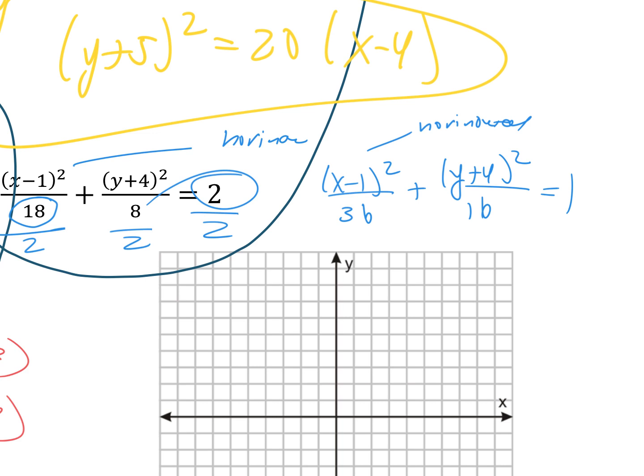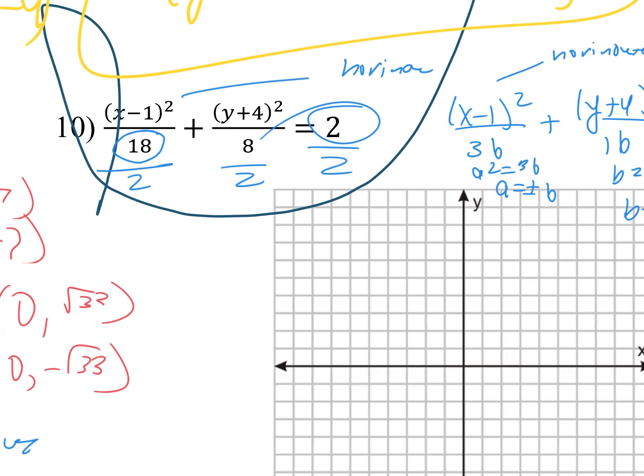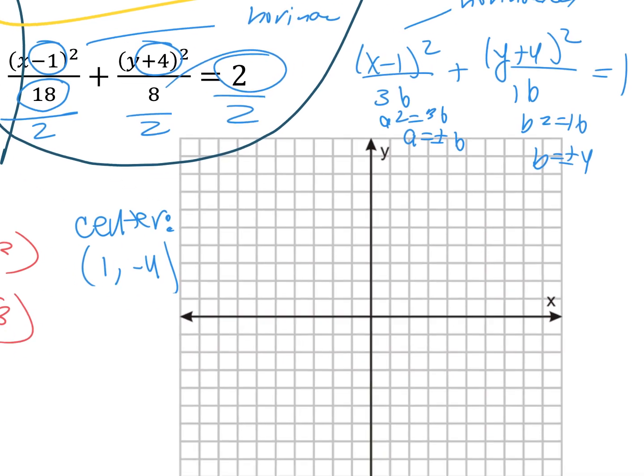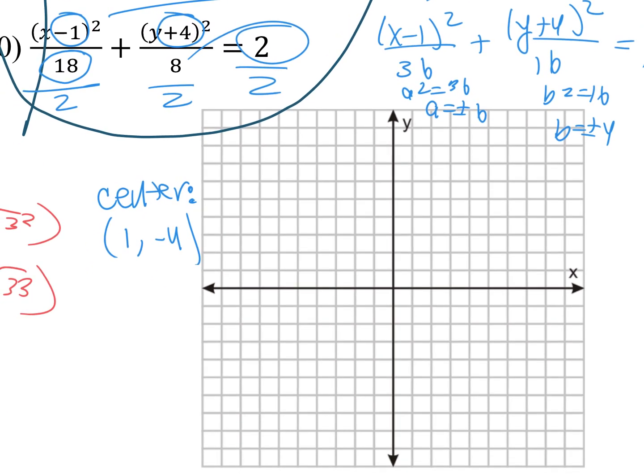36. 36 is your a squared. So if a squared is 36, then a equals plus or minus 6. If b squared equals 16, then b is plus or minus 4. Remember, a, we think vertices. B, we think co-vertices. So let's talk about our center. Well, where is our center? Are we at 0, 0? No, we are not. We've moved off 0, 0. So I have my center right here. It's the opposite of what's in the formula. So I have my center's at 1, negative 4. So 1, 1, 2, 3, 4. Right here is my center.